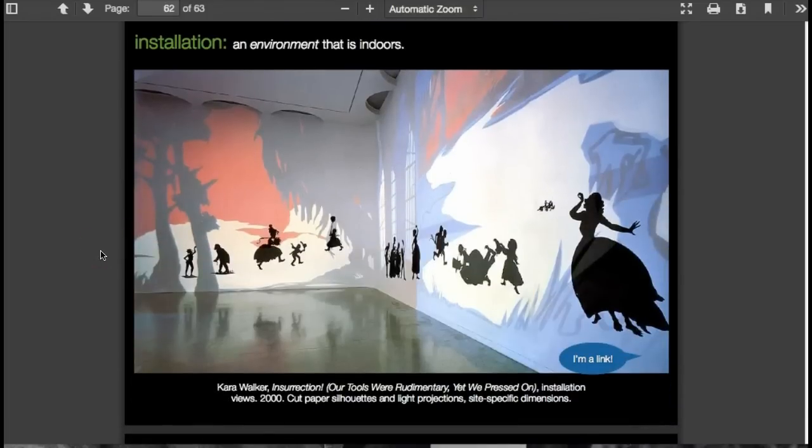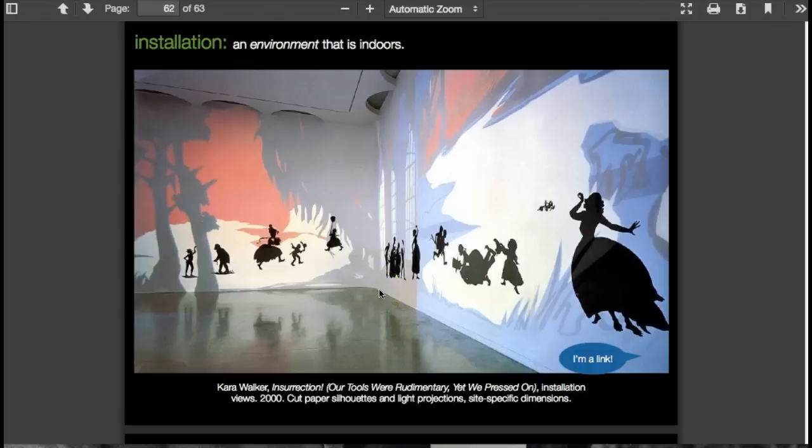And then I want us to look at installations. This is an environment that is indoors, right? A sculptural environment that is all inside that we, the viewer, get to walk through and interact with. This is Kara Walker's work, Instruction. Our tools were rudimentary, yet we pressed on. This is an installation she did in 2000, and she does this incredible work with paper silhouettes and light projection. As you were walking through this, the way the light was projected, you would actually see your silhouette projected onto the wall. So you became a part of these scenes.